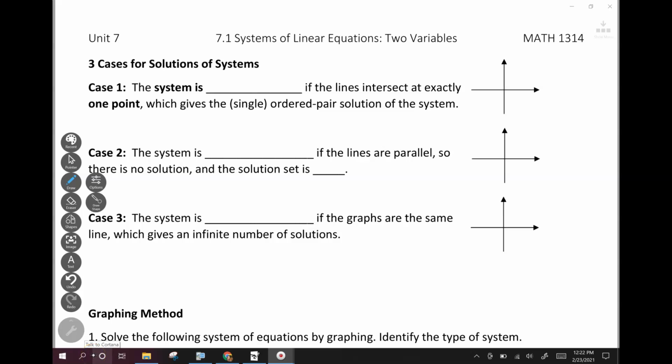Hey guys, this is the start of Unit 7. We are doing 7.1 Systems of Linear Equations with two variables.